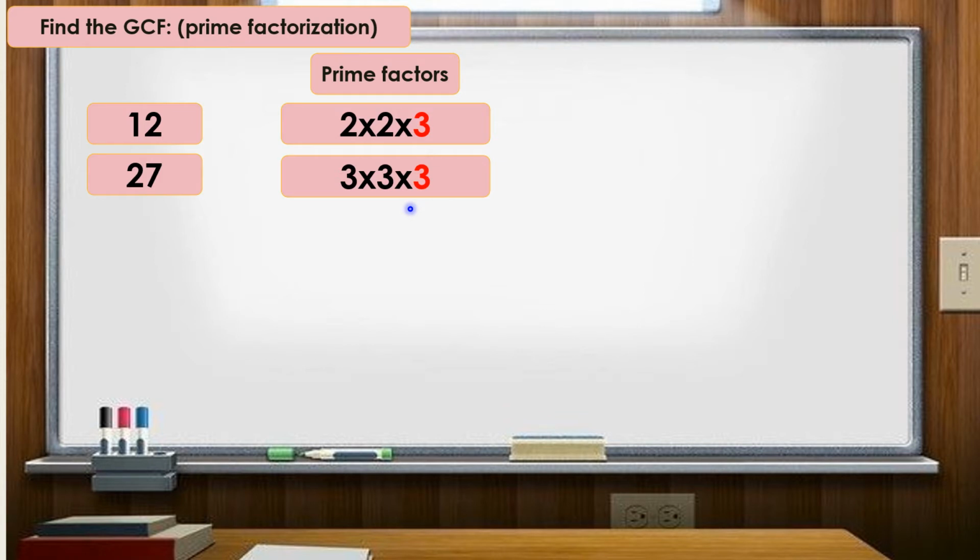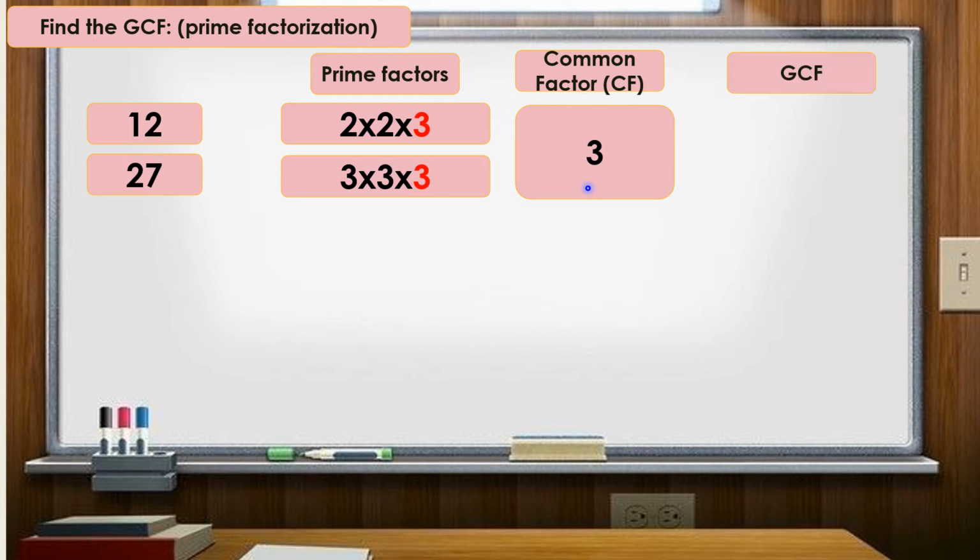In GCF, we need to get their common factors. Their common factor is 3, because only one number is the same. Therefore, if we have only one common factor, that is their GCF.